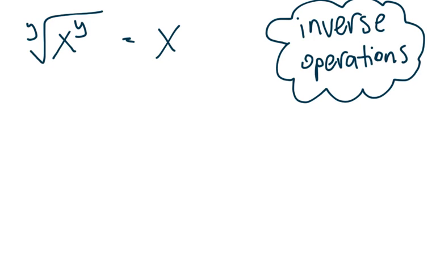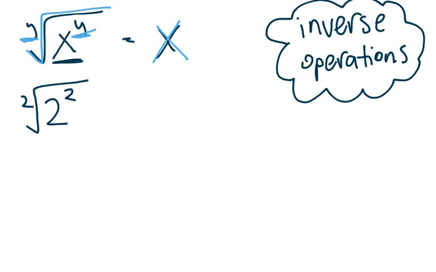Remember that radicals and exponentials are inverse operations. So for example, if you raise a radicand of x to the power of y, but then also y is the index of the root or the radical, you end up with just x. The y's cancel out. So for example, if you raise 2 to the power of 2, and then you take the square root of that, you're going to end up with 2.